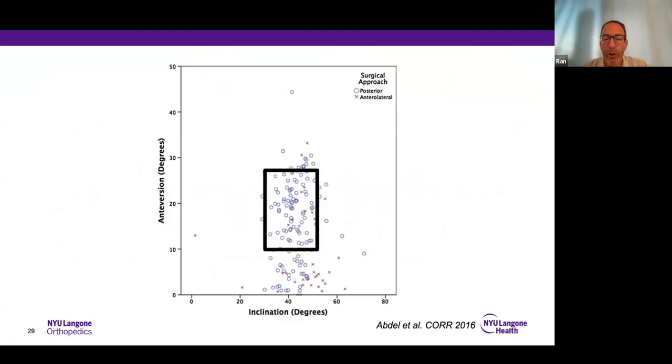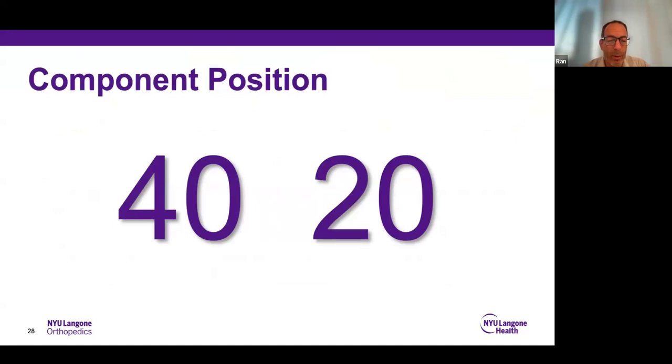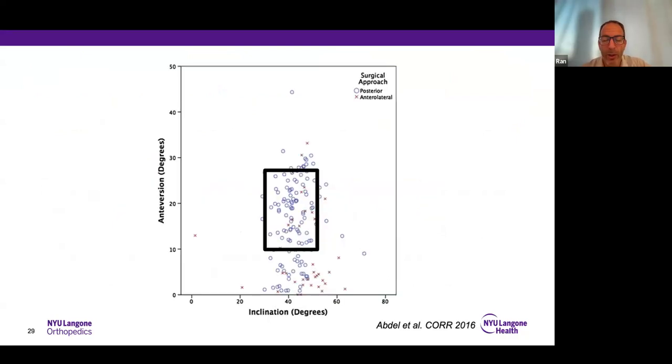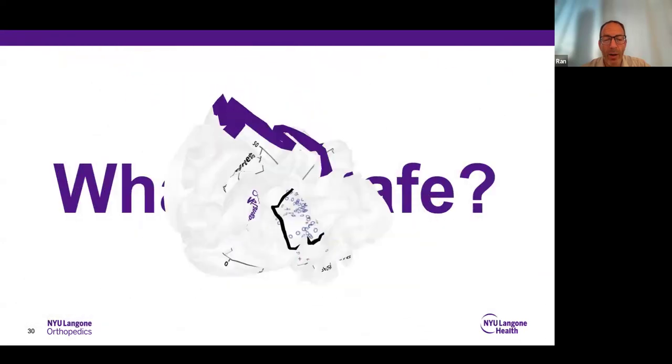So, component position. The classic teaching was that our acetabular cups have to be in 40 degrees of abduction and 20 degrees of anteversion, or between 5 and 15, the Lewinnek zone. But we've shown that even when we place these cups in that ideal position, and you can see here the square, this is a paper by Abdel, there are a lot of dislocations within that area.